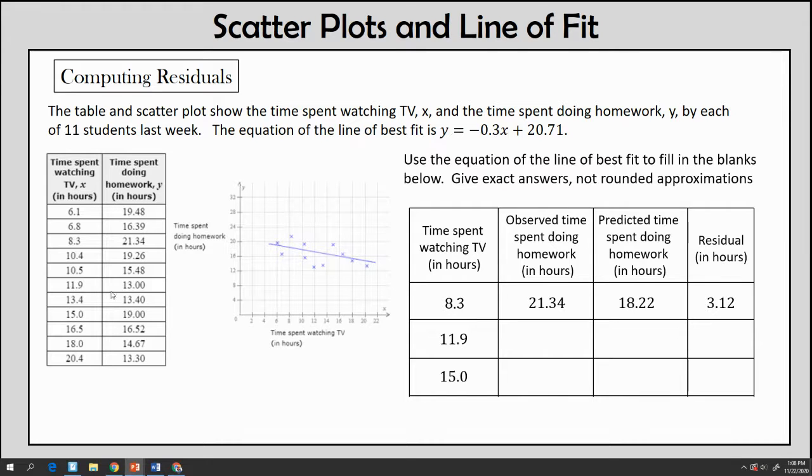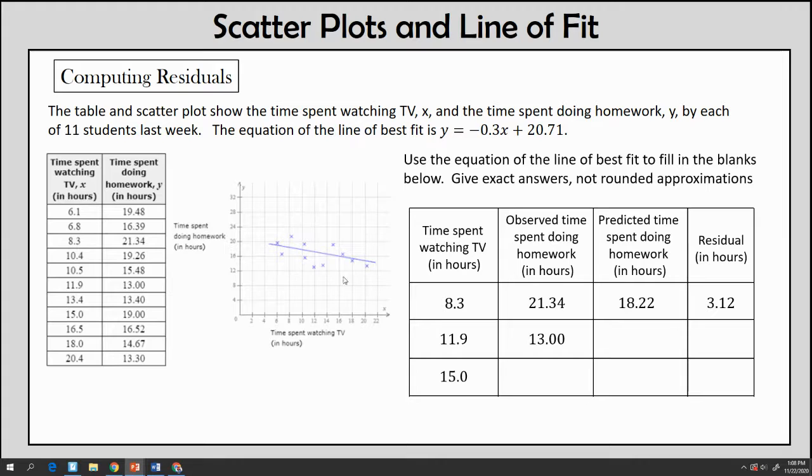So the person who spent 11.9 hours watching TV did 13 hours of homework. Where's that at? So that's 11.9, right in here. Looks like 13. Where's that one at? Oh, 11.9 is almost 12. So about 13. So this X is about right here. It's a little bit of ways away from that, right?